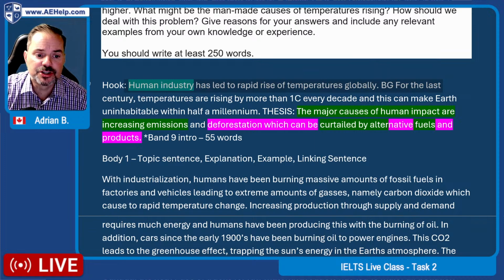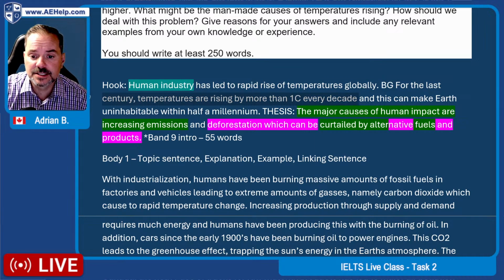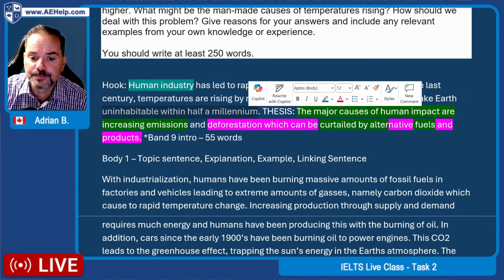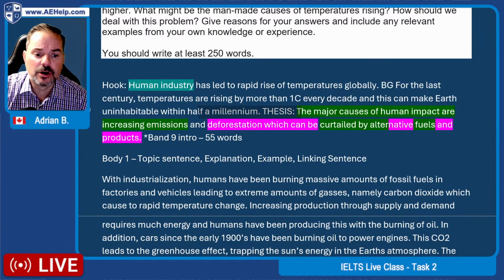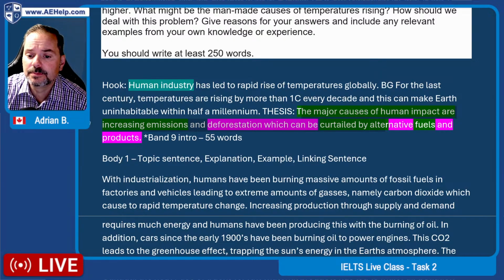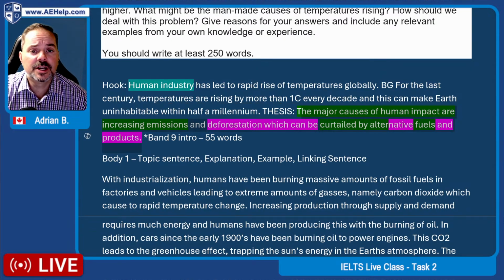For the last century, temperatures are rising by more than 1 degree Celsius every decade, and this can make Earth uninhabitable within half a millennium. The major causes of human impact are increasing emissions and deforestation, which can be curtailed by alternative fuels and products. Okay, so that's the introduction.